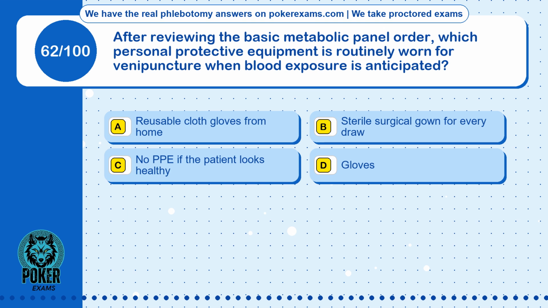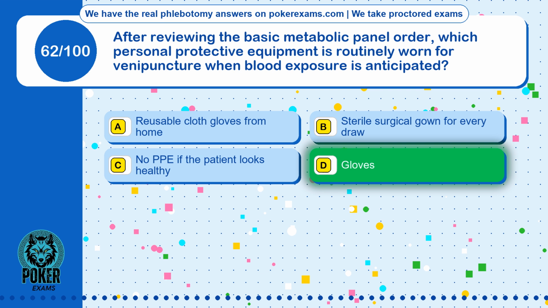Question 62. After reviewing the basic metabolic panel order, which personal protective equipment is routinely worn for venipuncture when blood exposure is anticipated? Option A, reusable cloth gloves from home. Option B, sterile surgical gown for every draw. Option C, no PPE if the patient looks healthy. Option D, gloves. The correct answer is option D, gloves.